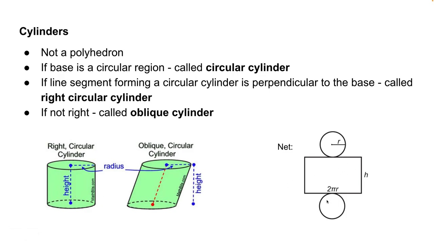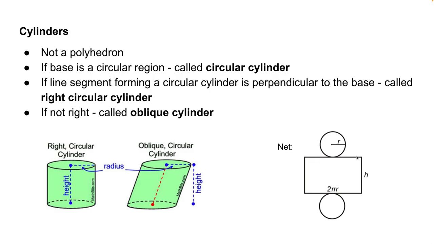How do we find the height and the length here? Well, height is already given to us, right? Height, we can find it easily. How about the length of this rectangle? That's the same as the length around this circle, right? Which is 2 pi r. The length around the circle is called circumference.